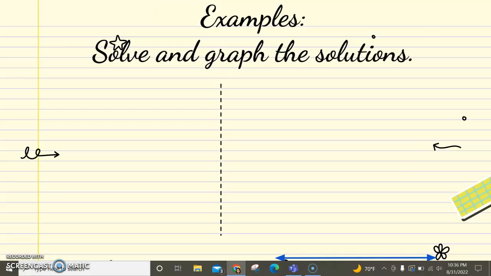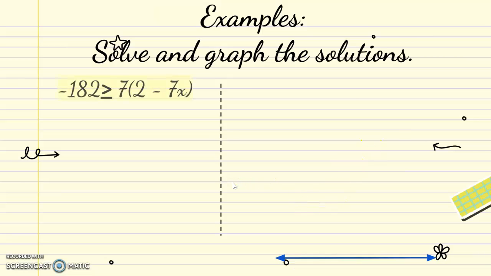All right, let's go over some examples for solving and graphing solutions. So if I have -182 is greater than or equal to 7 times 2 minus 7x, I'm going to treat this just as if it were an equation. I'm going to distribute. I'll get -182 is greater than or equal to 14 minus 49x.